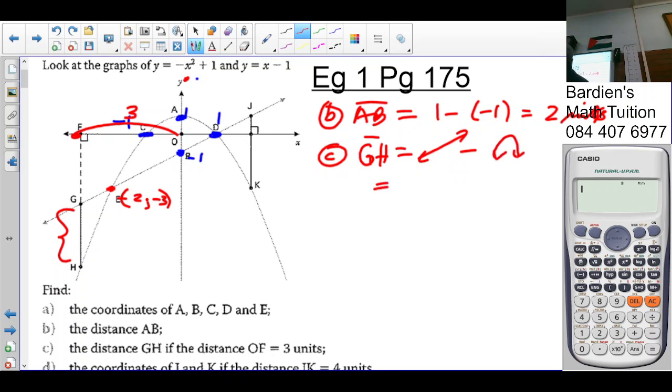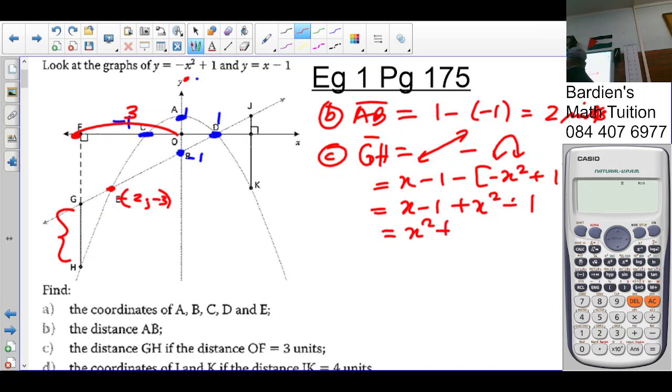What's the equation of the straight line? x minus 1. The equation of the parabola? Negative x squared plus 1. Why did I put a bracket here? Because of the negative, no? More than one term on your negative side. So you got x minus 1 plus x squared minus 1. So in other words, this would be x squared plus x minus 2. Keep GH here. Some people change that into an equation.